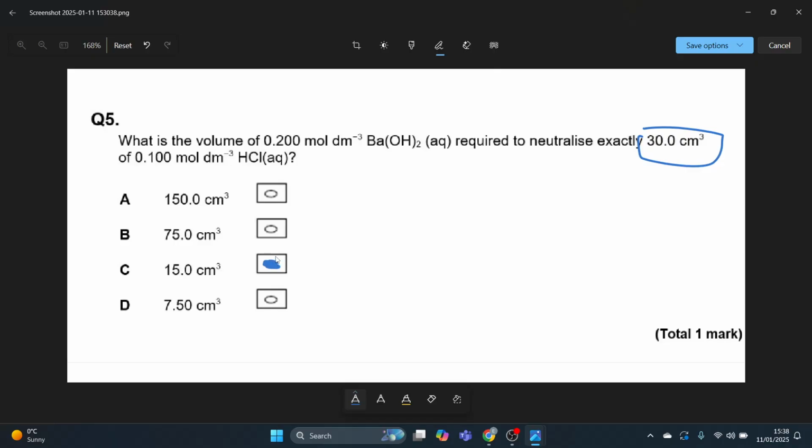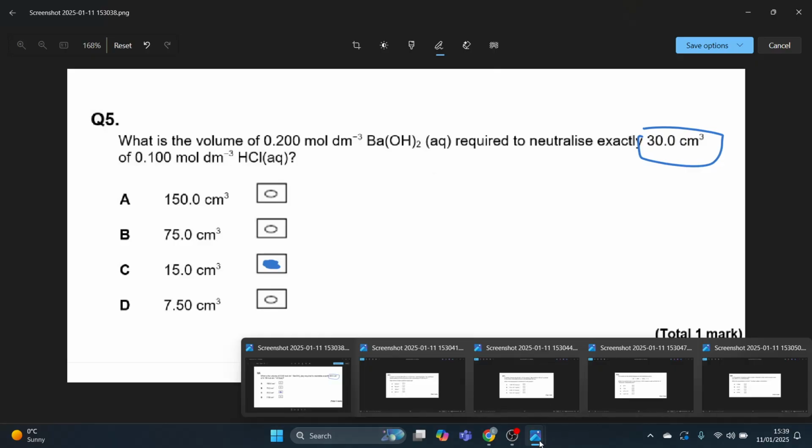It doesn't seem like it should be that easy though. What else could I do? I could find out the moles of barium hydroxide. No, I couldn't do that. The concentration. I've got that volume of barium hydroxide. Yeah, I feel like that's the only way I can do it.